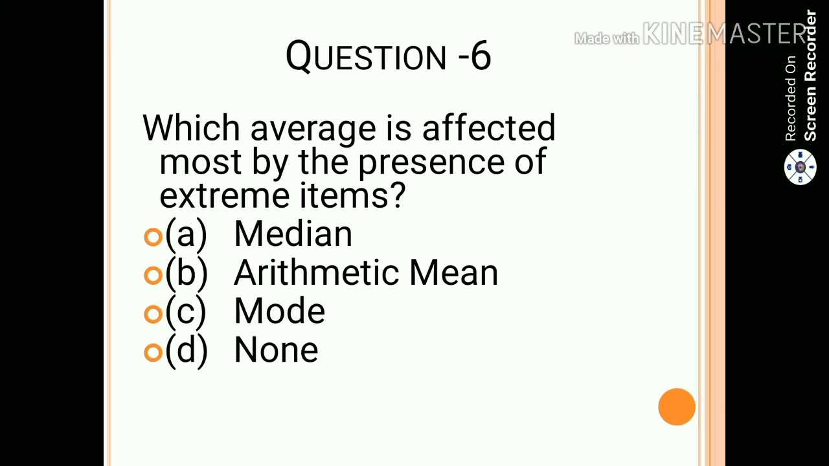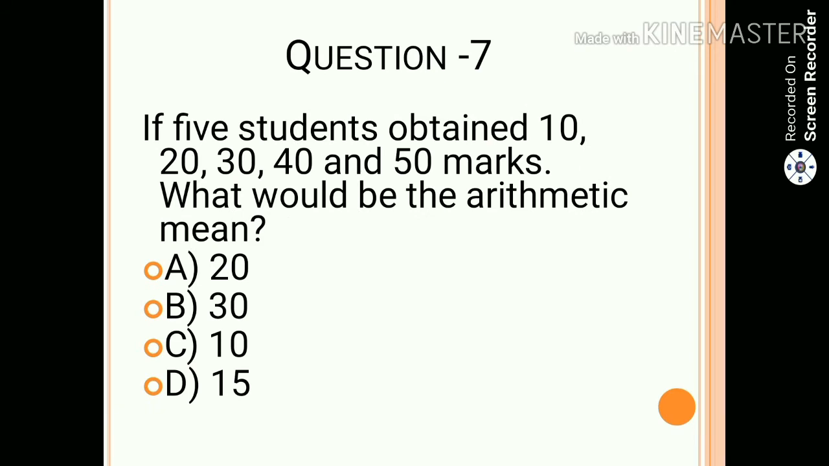Question number 6: which average is affected most by the presence of extreme items? That is median, arithmetic mean, mode, or none of these. Question number 7: if 5 students obtain 10, 20, 30, 40 and 50 marks, what would be the arithmetic mean? And the options are 20, 30, 10, 5.